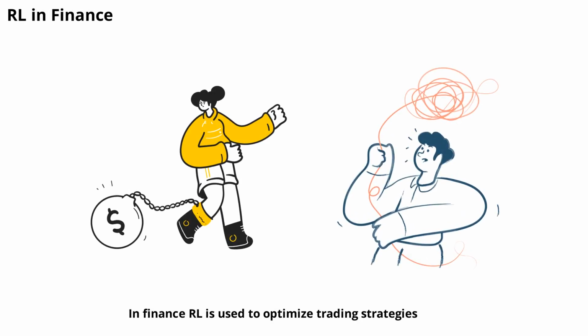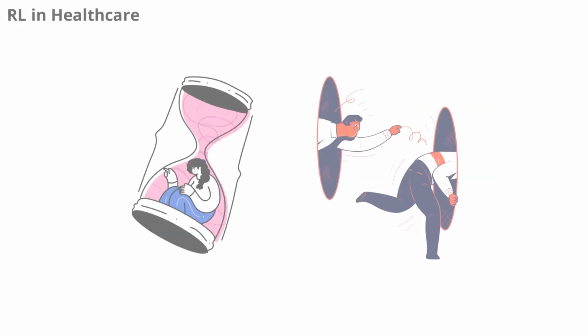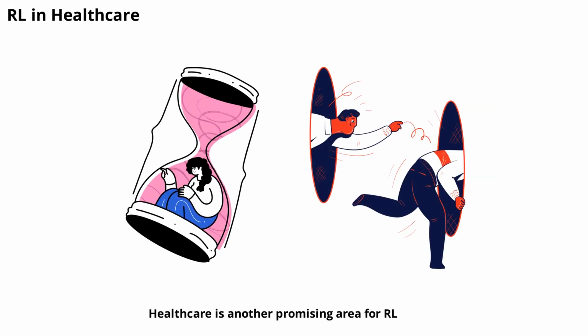In finance, RL is used to optimize trading strategies, manage portfolios, and make investment decisions. Agents learn to maximize returns by exploring different actions and adapting to market changes. RL's ability to handle uncertainty and learn from feedback makes it well-suited for the fast-paced world of finance, where conditions can change rapidly. Healthcare is another promising area for RL.